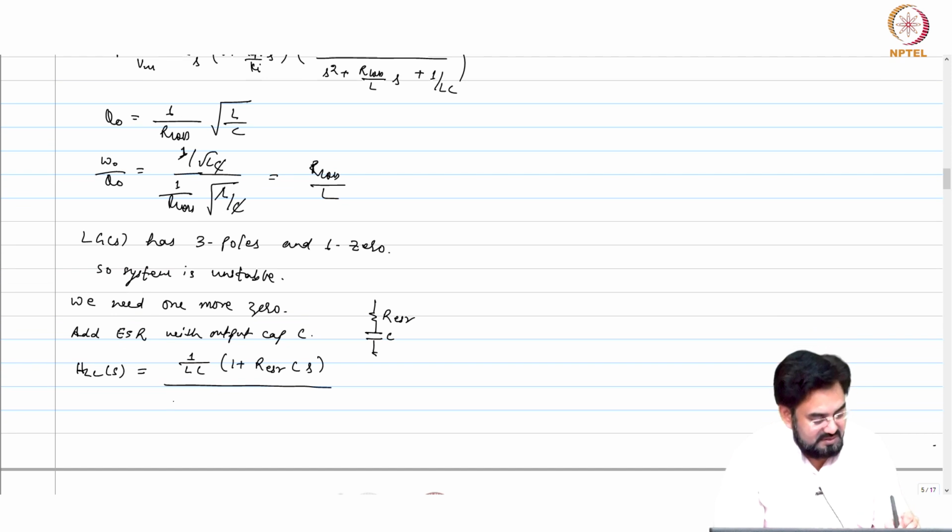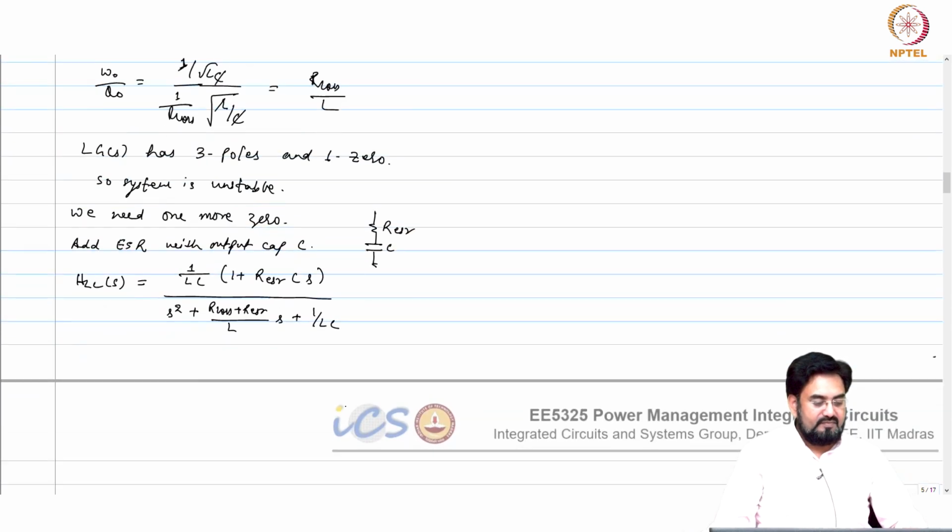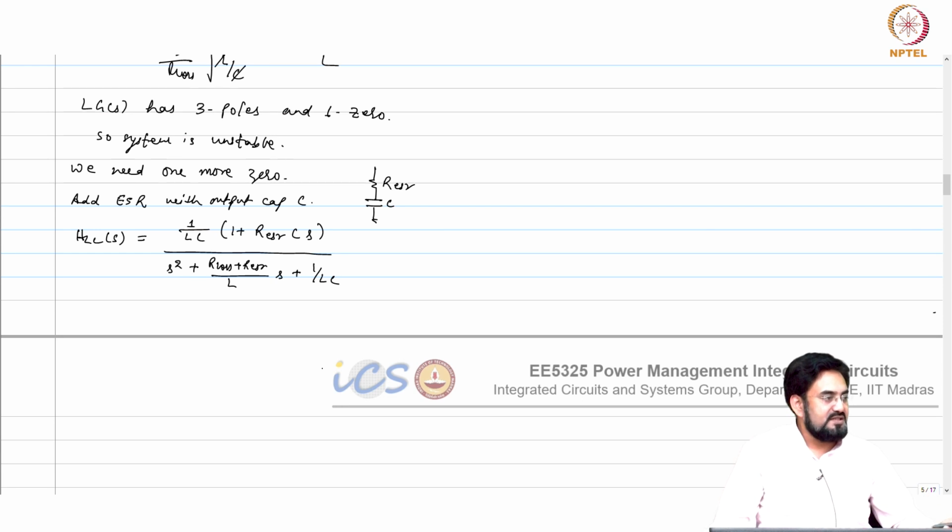Denominator, what changes? Okay. You can derive this. So, the Q will become a function of RESR. The R loss and RESR will get added there. So, your resonance frequency is not changing. The two things changing are your frequency response, because now you have a 0, and your Q factor.